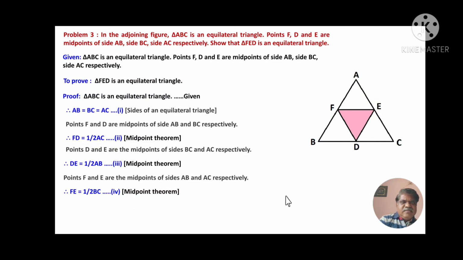You consider these 4 statements. So, FD is equal to DE is equal to FE by using all these theorems. Because AB, BC and AC are equal, as given in 1, therefore in statements 2, 3, 4 the right hand sides will become equal. Therefore, the left hand sides must be equal. FD is equal to DE is equal to FE. Therefore, we can write that triangle FED is an equilateral triangle.